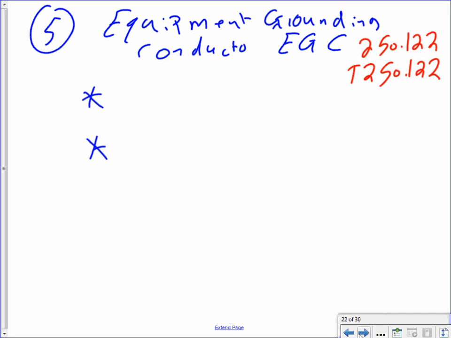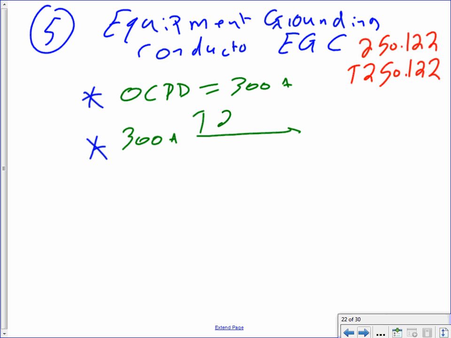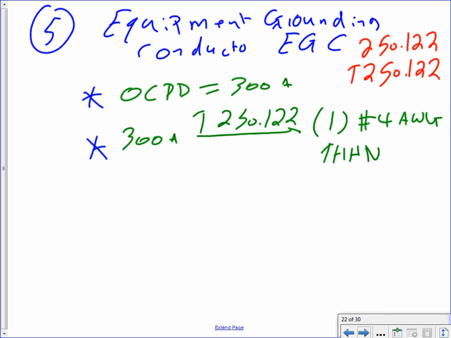250.122, very, very easy. You're going to take the overcurrent protection device equal 300 amp. You take the 300 amp to table 250.122, and that will get you one conductor number 4 AWG THHN. So if you're pulling it inside the conduit, guys, it will be insulated.